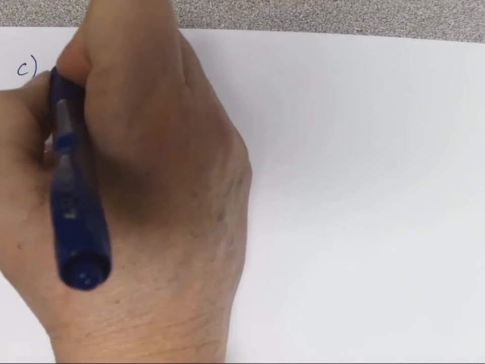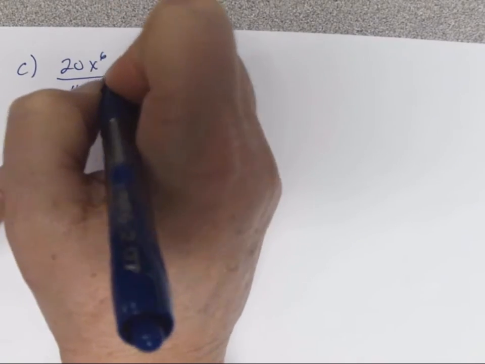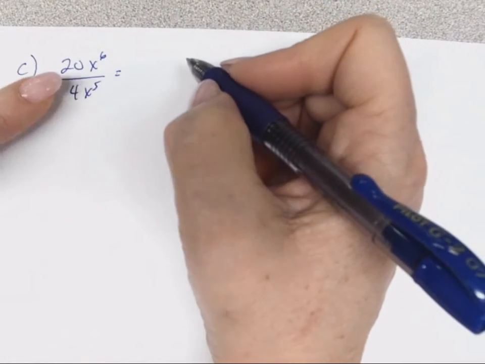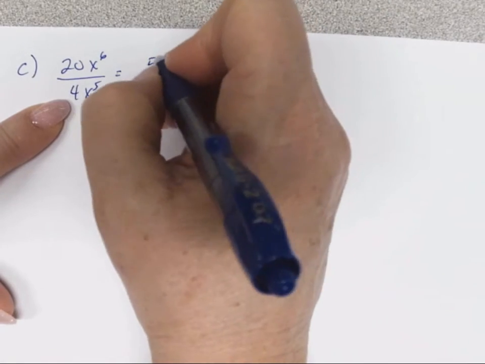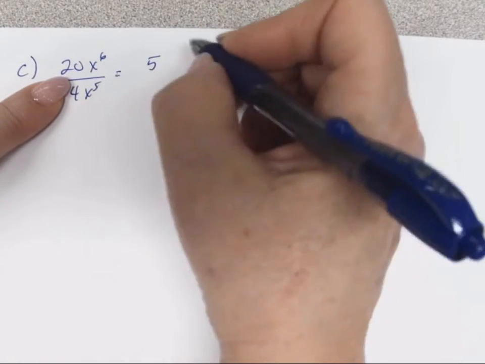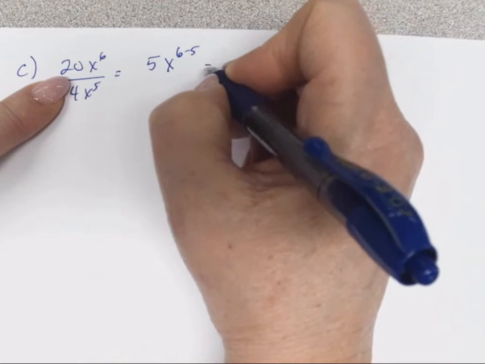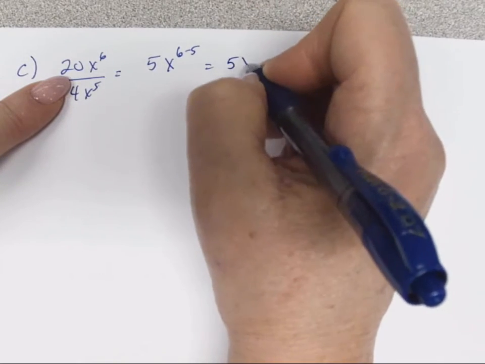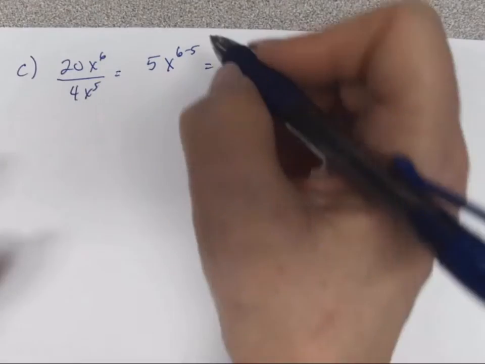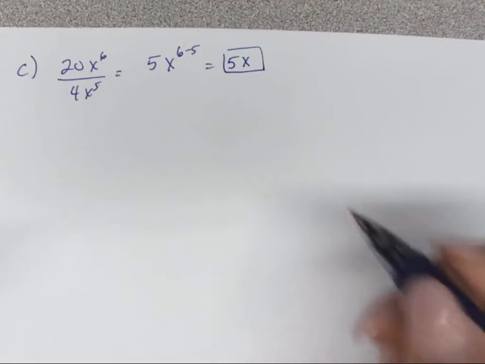So if we have another example of 20x to the 6th over 4x to the 5th. So 20 divided by 4 will get us 5, and we'll move our x's up. This will be x to the 6th minus 5. So this will be 5 x to the 1 power. We just won't write the 1. We'll just leave it as 5x.